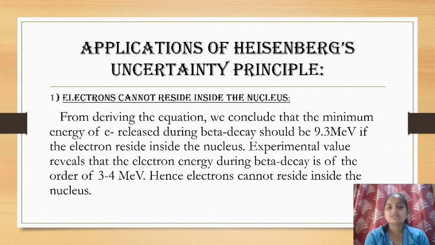Applications of the Heisenberg uncertainty principle. There are many applications. The first one is that an electron cannot reside inside the nucleus. From deriving the equation, we conclude that the minimum energy of an electron released during beta decay should be 9.3 MeV. If the electron resided inside the nucleus, experimental values reveal that the electron energy during beta decay is of the order of 3 to 4 MeV. Hence, electrons cannot reside inside the nucleus.